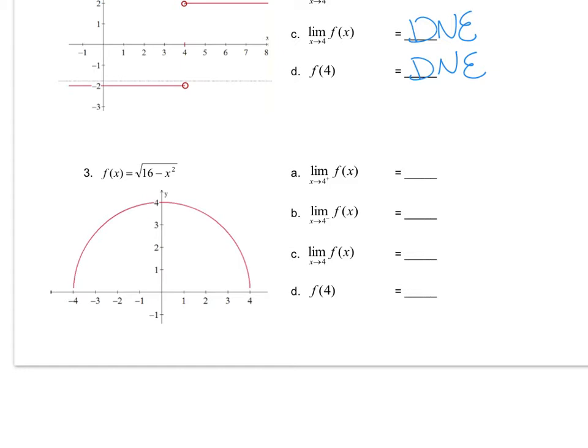For 3, for this 4 from the right, there's no graph to the right of 4 to approach from. So this value does not exist. But as we approach 4 from the left, for B, we're approaching 0. Those values are not the same. And the y value at 4 is 0.